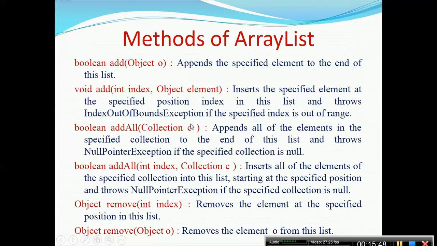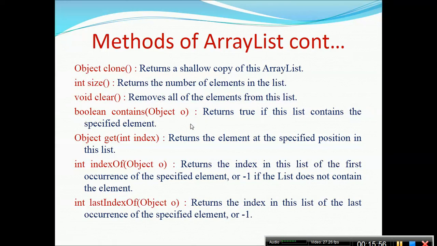The last, you can remove an element at an index. And the second option is you can directly remove an object by specifying the particular object you want to remove. Clone returns a shallow copy of the array list. Size returns the number of elements in the list. Clear removes all the elements from the list.